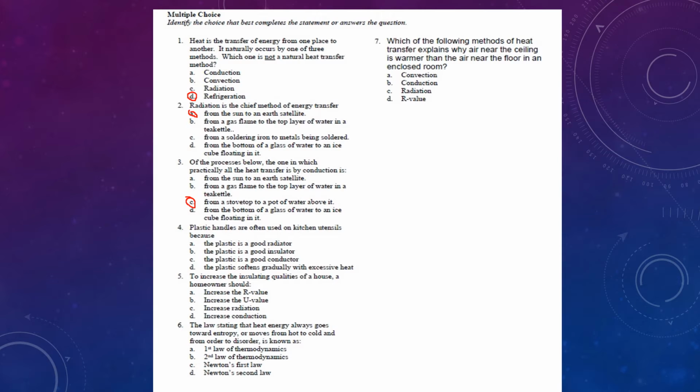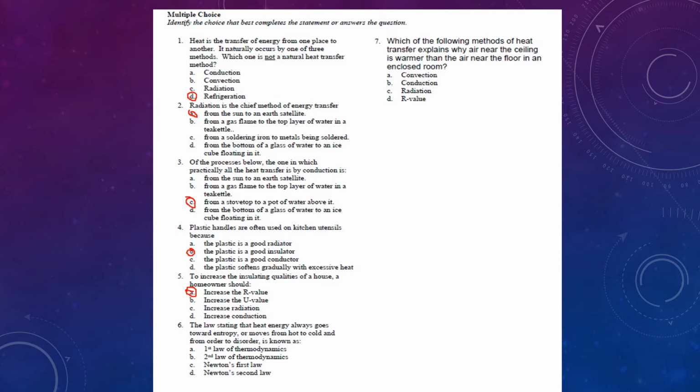Heat transferred by conduction, so the stovetop and the water. Number 4 is B. Plastic is going to be a good insulator. Number 5 is A. Increase the R value. R value is what's going to be associated with insulation. So the higher the R value, the higher the insulation.